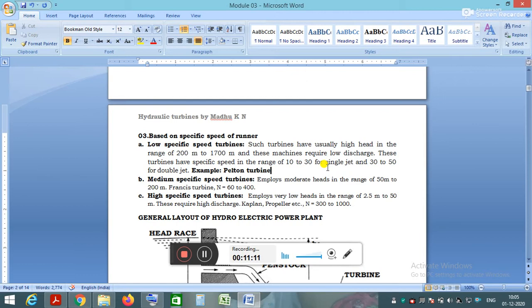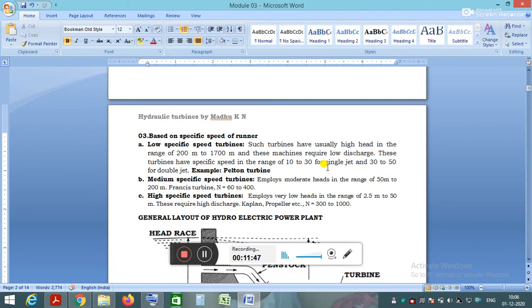These turbines have specific speed in the range of 10 to 30 for a single jet, meaning the water is made to flow through the turbine using a single nozzle, and for double jet it is around 30 to 50. The best example is Pelton turbine. It works under very high head, where the head available at the inlet of the turbine is more.